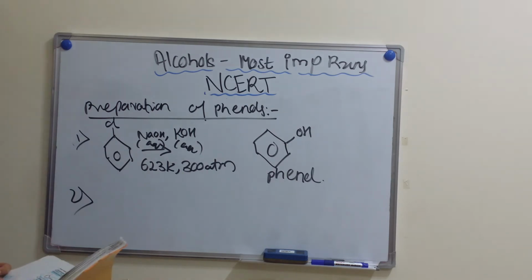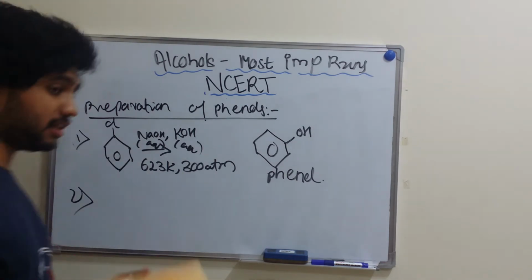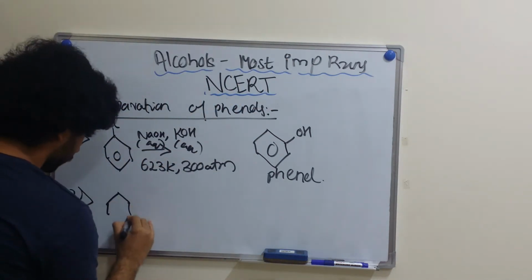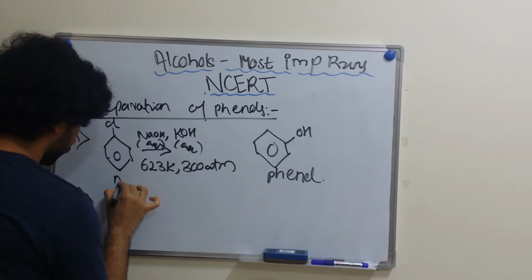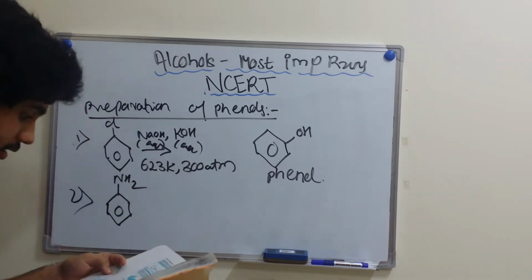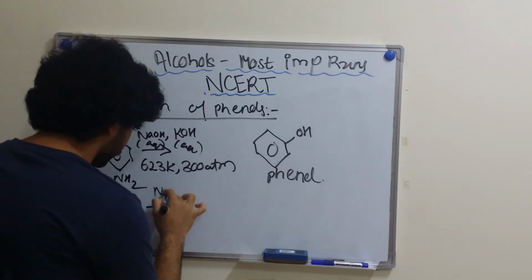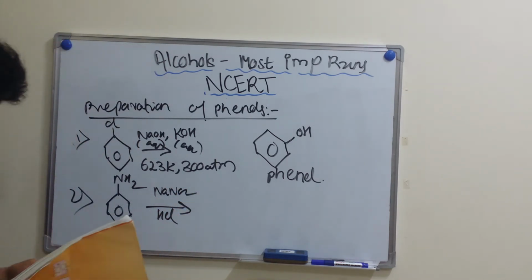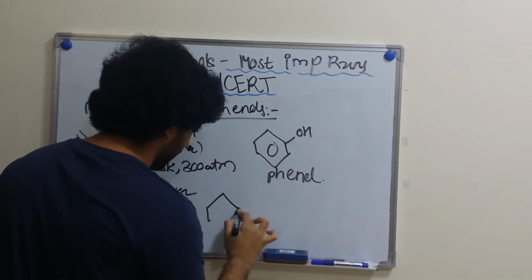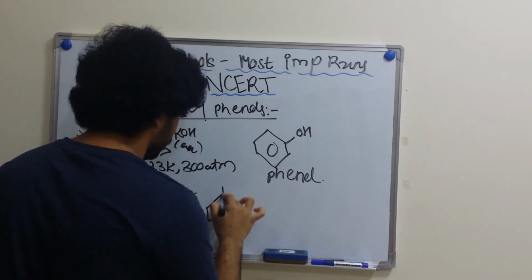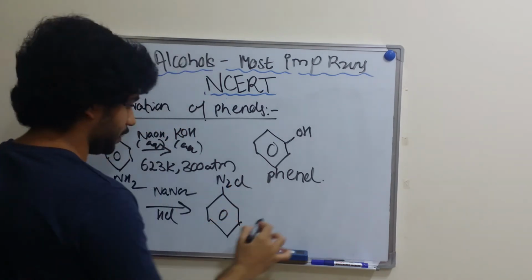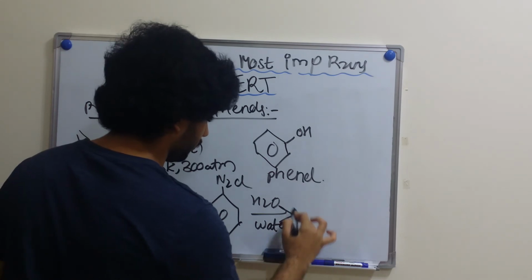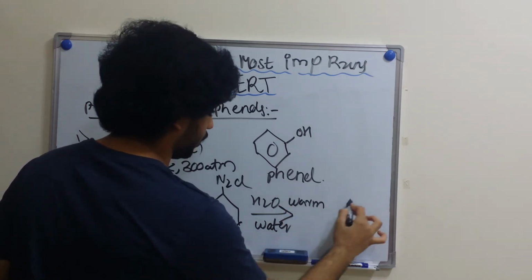Next, how can we convert aniline to phenol. We take aniline, and to this aniline we add NaNO2 and HCl. What we end up getting is benzene diazonium halide, so N2Cl. You heat it with warm water. It should be warm. You end up getting phenol again.